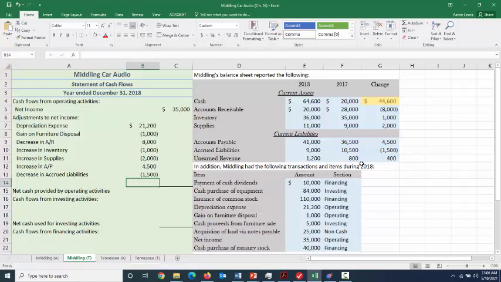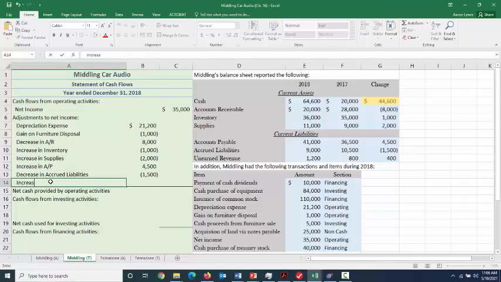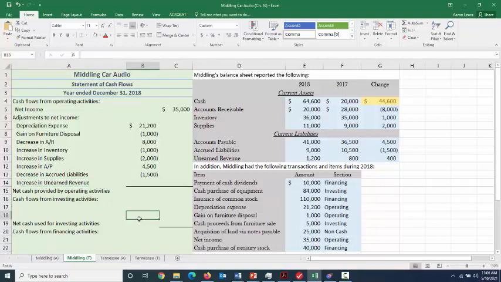And then lastly, we have a $400 increase in unearned revenue. We have an increase in unearned revenue. We got paid more in advance for jobs we've not done yet, but we still got paid more in advance, which means we should have more cash on hand. So that increase in unearned revenue is also going to increase our cash flows.